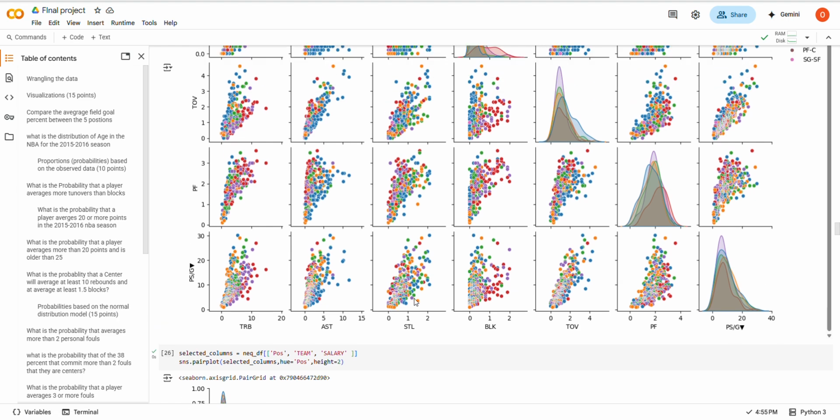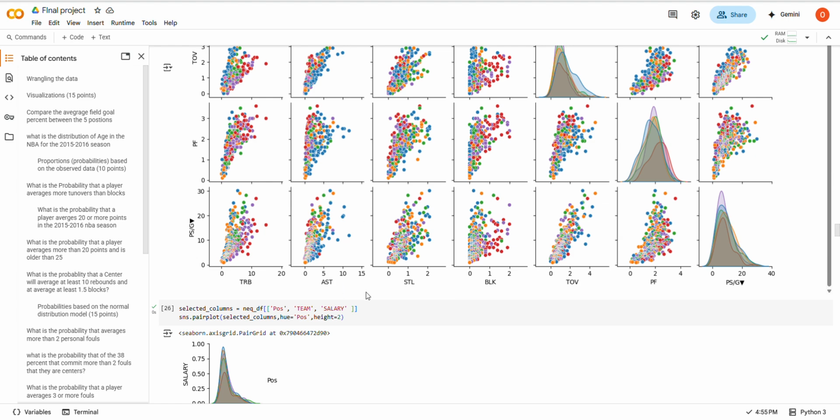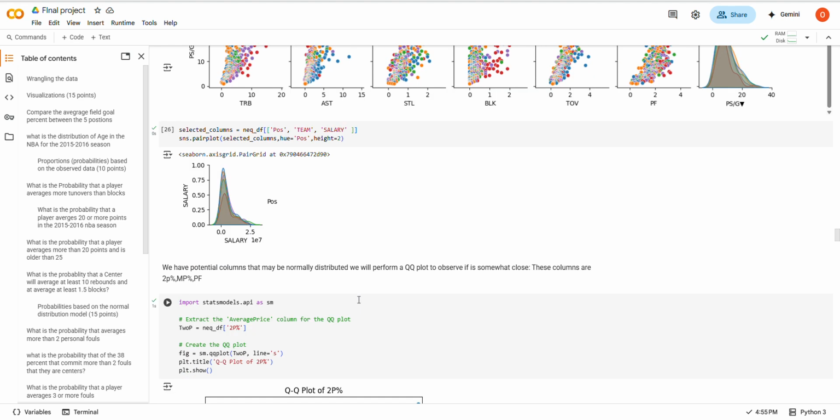And once we did all that and looked at the data, the next thing we wanted to do was jot down which potential columns could be normally distributed. And we came up with three, which were the 2-point percentage, minutes played, and personal fouls.